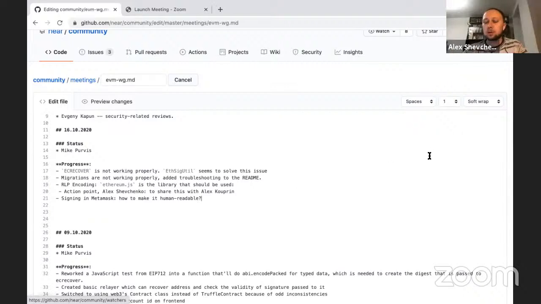Mike, isn't it some kind of an ERC? I don't know, maybe 712. That is saying about how you need to structure the messages that you are signing. So MetaMask also supports this ERC, and it translates everything into a human readable format.